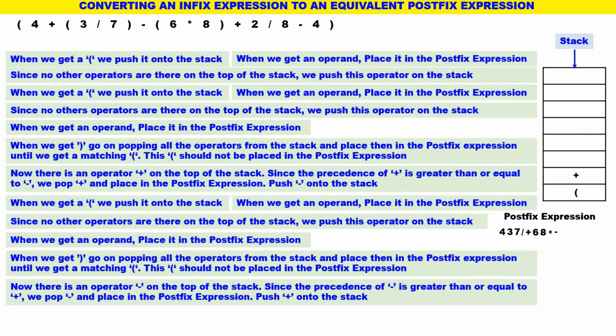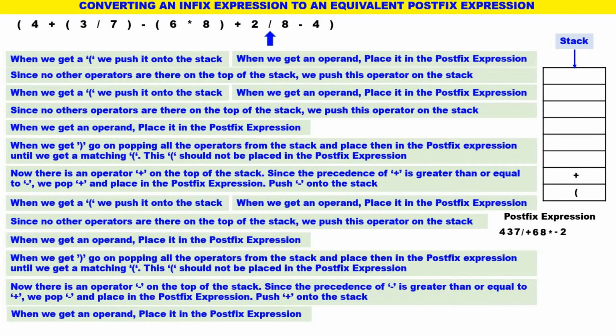Go to the next symbol. Next symbol is 2. What is 2? It's an operand. So whenever you get an operand, what you have to do? Place it in the postfix expression. Yes, 2 is placed in the postfix expression. Go to the next symbol.